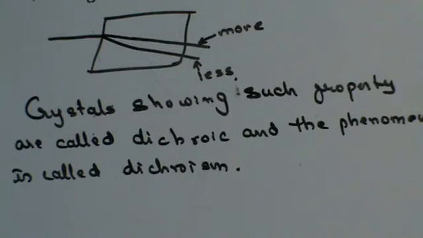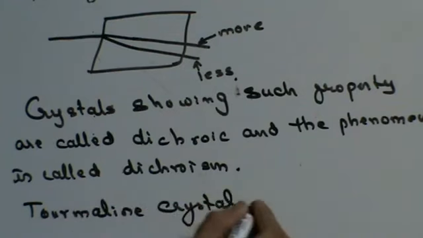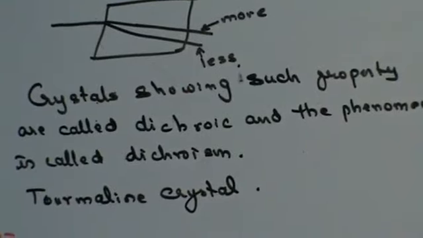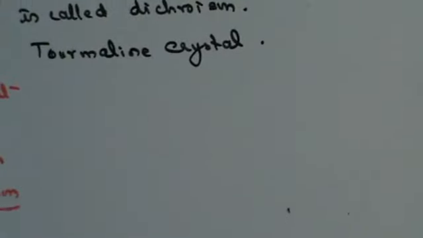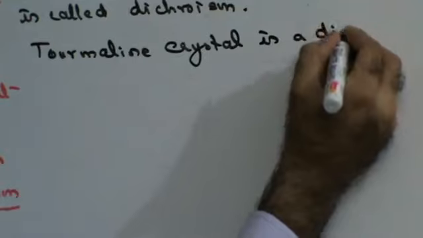Now, amongst the crystals, there is one particular crystal which is called tourmaline crystal. Now, tourmaline crystal is a dichroic crystal. That means, A, it will doubly refract a ray of light. Then it will also selectively absorb one beam of light more than the other. Right? So, tourmaline crystal is a dichroic crystal.